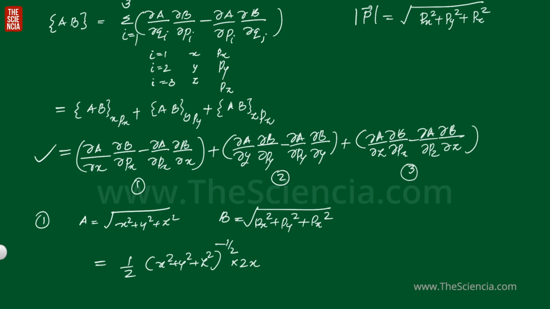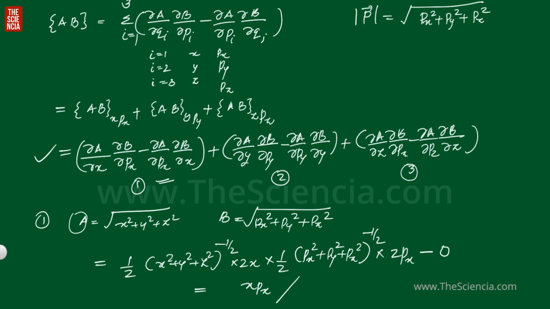Now we have to consider dou B by dou Px. That is 1 by 2 (Px square plus Py square plus Pz square) all raised to minus 1 by 2 into 2Px, minus dou A by dou Px. See, in the A term there are no P terms, so it will be equal to 0. Rearranging this equation, we get x Px divided by root of x square plus y square plus z square into root of px square plus py square plus pz square.